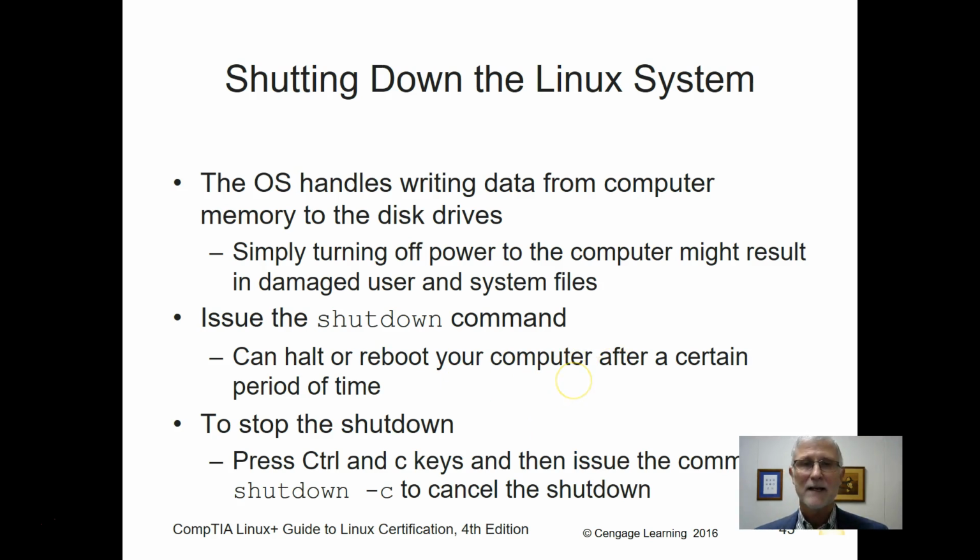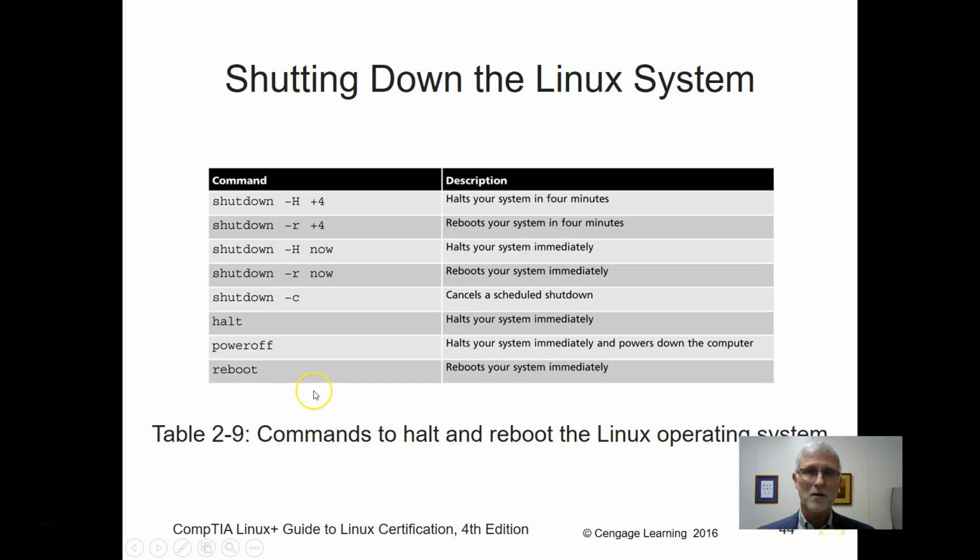Now, shutting down a Linux system: you don't want to just power off your machine. You want to use the shutdown command, which will allow you to halt and reboot your system after a period of time. If for some reason you start a shutdown and need to stop that process, you can hit Control-C and then issue shutdown -c to cancel the shutdown command. So here are some other power-off commands that you can play with.